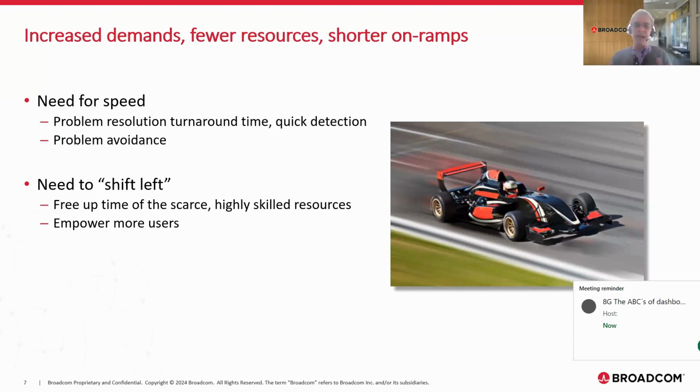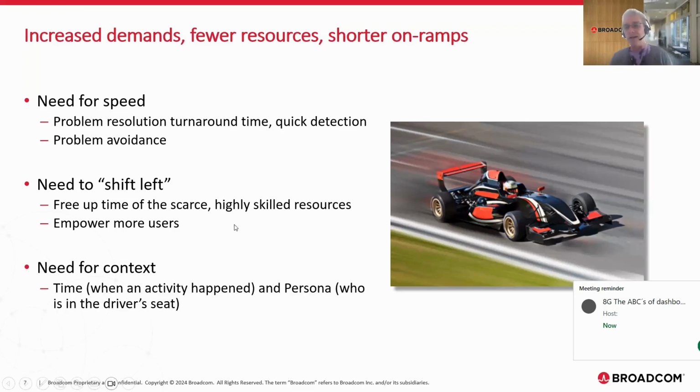And if those highly skilled individuals are bogged down by, let's say, activities that don't really require their deep skills, then that's a waste of efficiency. So what we're trying to do is make sure that we enable other individuals in the organization to do at least part of the work, right? And that's what we call shift left.